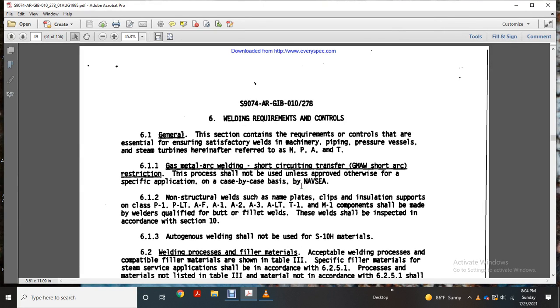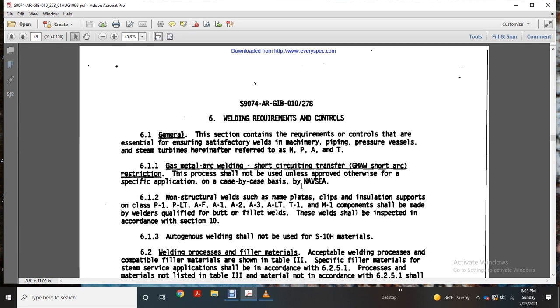Alright, 6. Welding requirements. This section contains the requirements of the controls that are essential to ensuring a satisfactory weld for machinery, pipe, pressure vessels, and turbines, referred to as MPANT. Gas metal arc welding with short arc transfer restriction: the process shall not be used unless otherwise approved, but otherwise for specific applications on a case-to-case basis by the Naval Sea Systems Command.